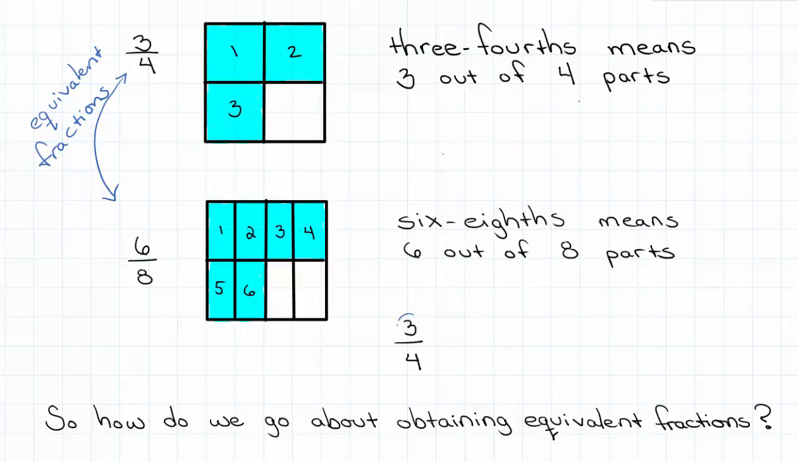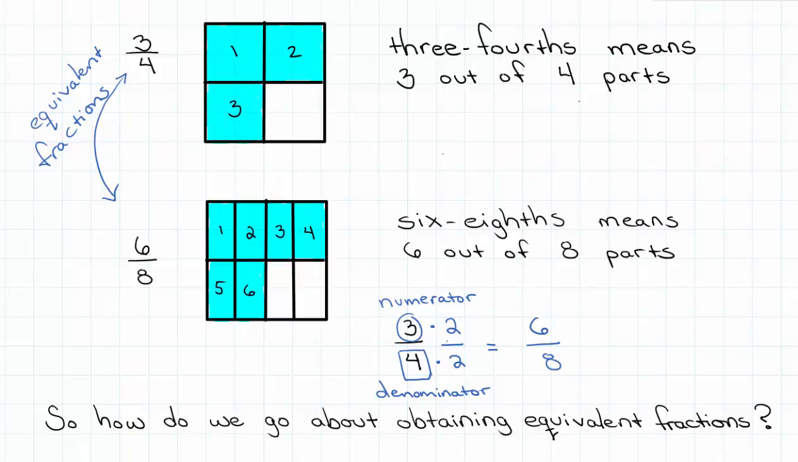Well, I would have to take the numerator. By the numerator, I mean the top number of the fraction. And I would need to multiply it by the number 2. And I would need to take the denominator. By the denominator, I mean the bottom part of the fraction. And I would also need to multiply that number by 2. And if I multiply the numerator and denominator by 2, I'm going to get 6/8.